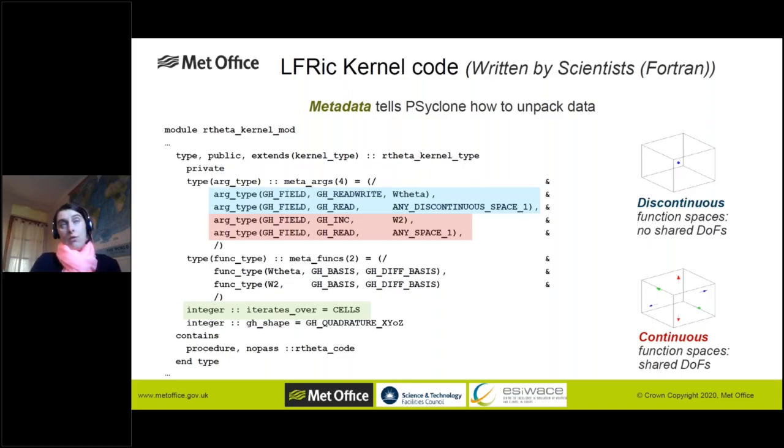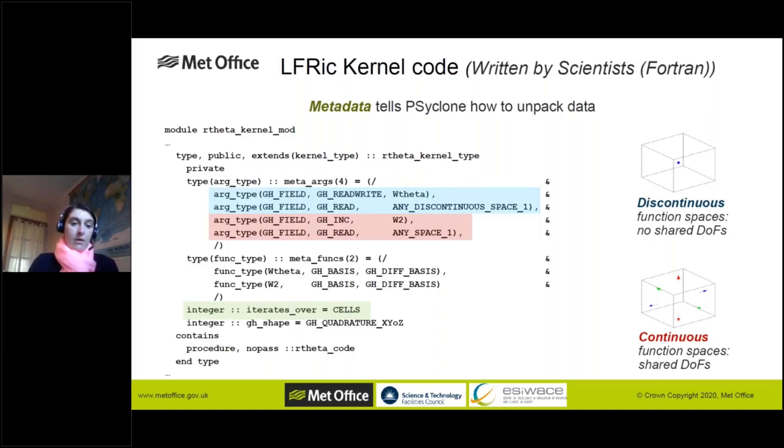That can be used for continuous and discontinuous function spaces, and this is what we use when we are not sure whether the DOFs are shared or not. There is a penalty there, in the sense that if we don't know whether DOFs are shared or not, we need to assume that they are. So we need to put Halo exchanges there.